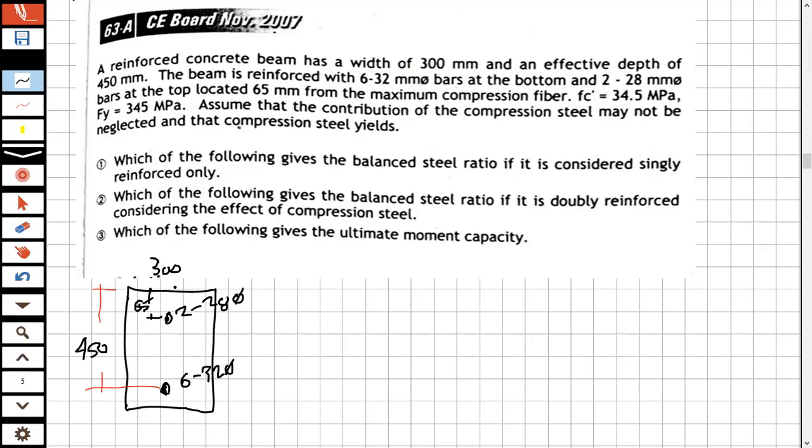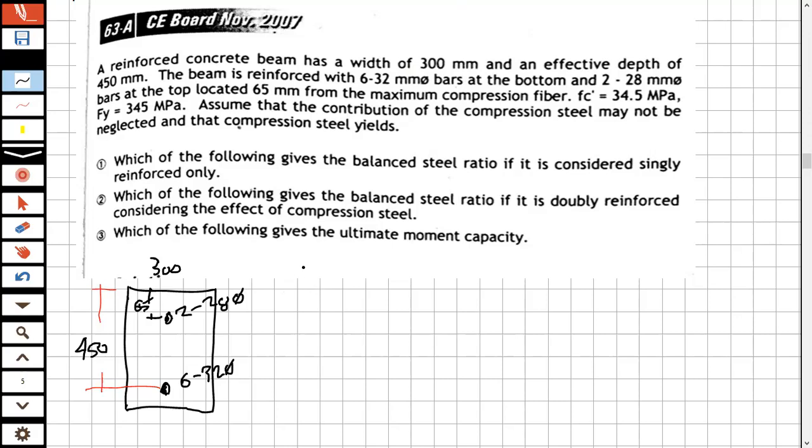FC prime is 34.5, FY is 345, assuming that the contribution of compression steel may not be neglected and the compression steel yields. Okay, it yields. The same with the tension reinforcement. If the compression steel yields, it is expected that the tension steel also yields. Compute the balanced steel ratio. It is considered a singly reinforced beam only.